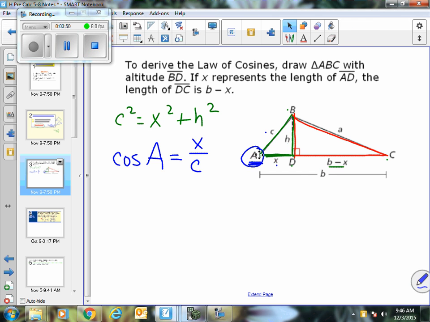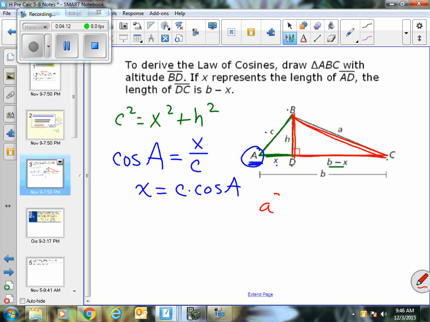All right, and for what we're going to be doing, I'm going to have you solve that for x. So if I was going to solve that for x, I'd multiply both sides by c. So c times the cosine of A. So that's everything I need in the little green triangle. Now let's look at the red triangle. I'd like you to do the Pythagorean theorem for the red triangle as well.